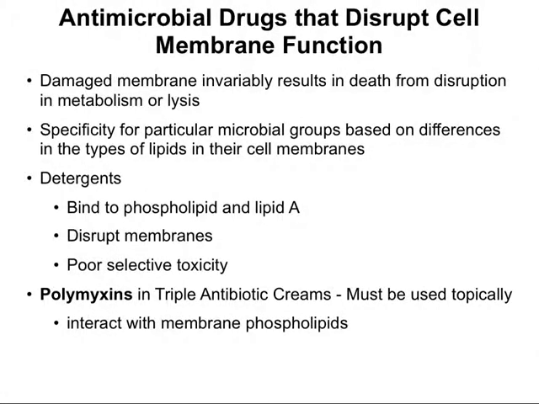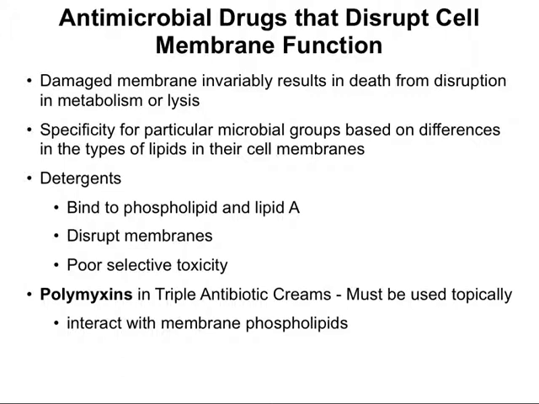Another set of antimicrobial drugs will disrupt the cell membrane function. Damaged membranes invariably result in death from disruption in metabolism or lysis of the cell entirely. The specificity for a particular microbial group is based on differences in the types of lipids in their cell membranes. As we've seen previously, detergents will bind to the phospholipids and also lipid A in the cell membrane. These can disrupt membranes through their surfactant action. However, there's poor selective toxicity because all cells have phospholipids in their cell membranes, and so there's a high risk of destruction of the human cells too.